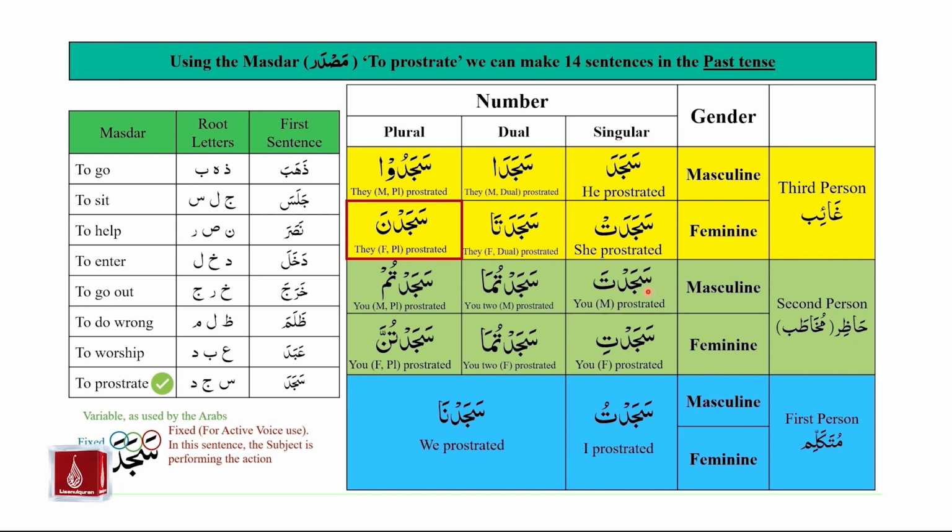Sajatta, you prostrated. Sajattuma, you two masculine prostrated. Sajattum, you plural and masculine prostrated. Sajatti, you feminine prostrated. Sajattuma, you two feminine prostrated. Sajattunna, you prostrated, referring to feminine and plural. Sajattu, I prostrated. Sajadna, we prostrated.